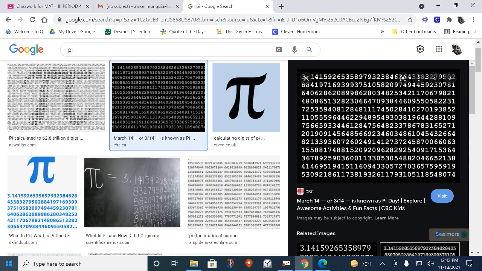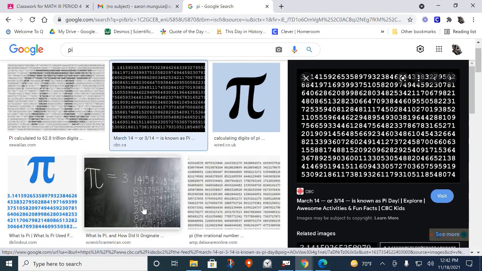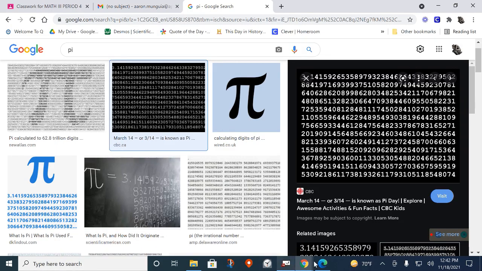It's kind of a mysterious number. It keeps going. It's an infinite, non-repeating decimal. Does it ever end? God knows. But it is a very strange number, mysterious, and we use it all the time in engineering.